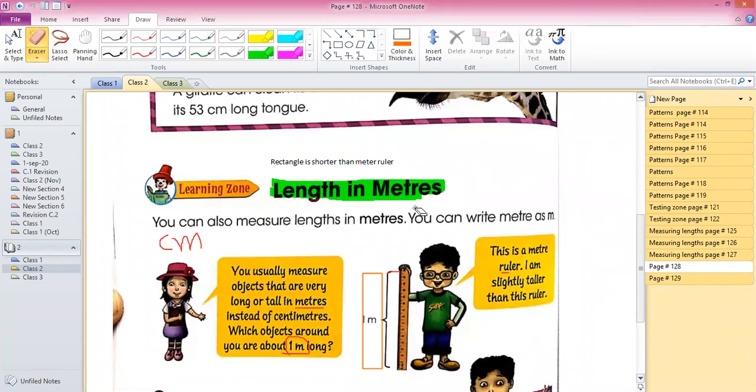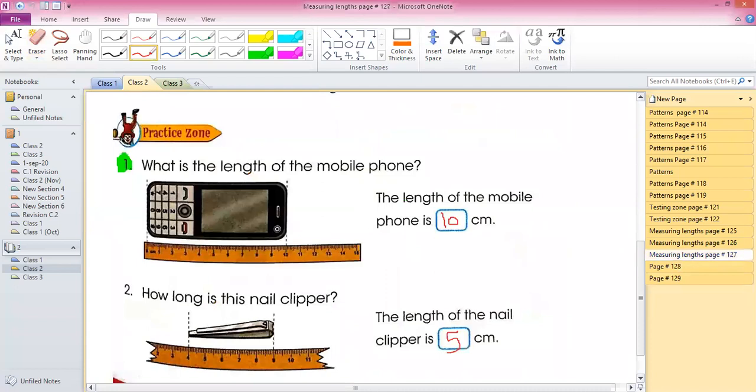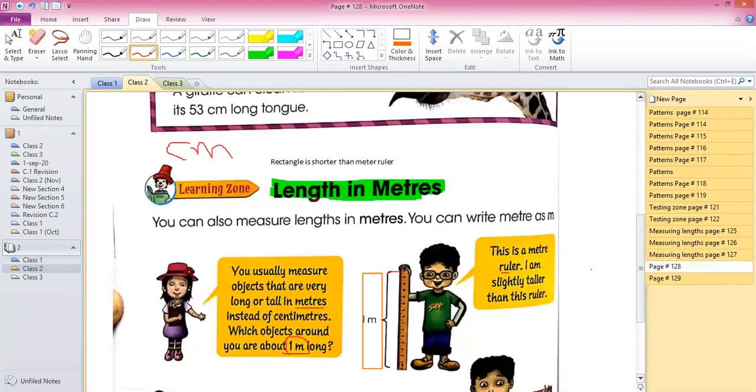So guys, we start with what we learned yesterday, just revise that. We learned that we can measure length in meters as well. In the previous classes we learned that we can measure length in centimeters. If I go back to page number 127, you can see there is a ruler, and we were measuring the length in centimeters. This mobile phone is 10 centimeters, this nail clipper is 5 centimeters. So same as centimeters, we can also measure length in meters.